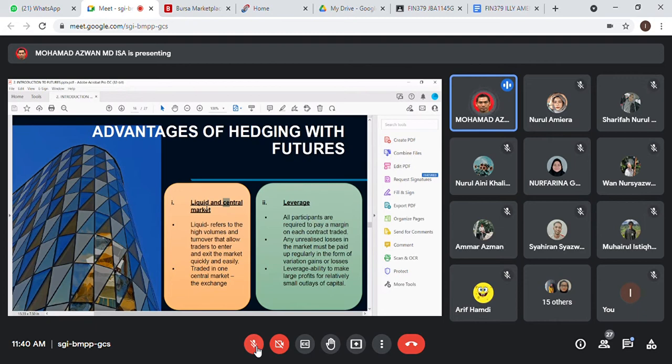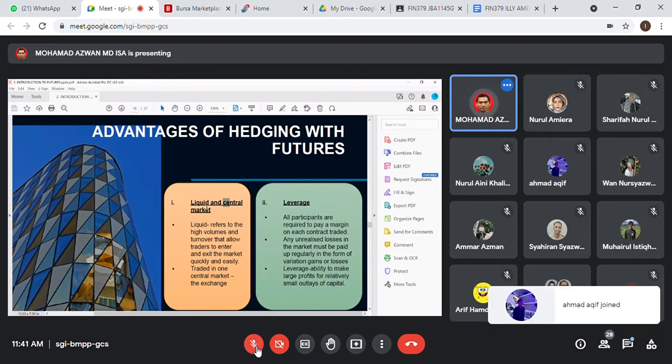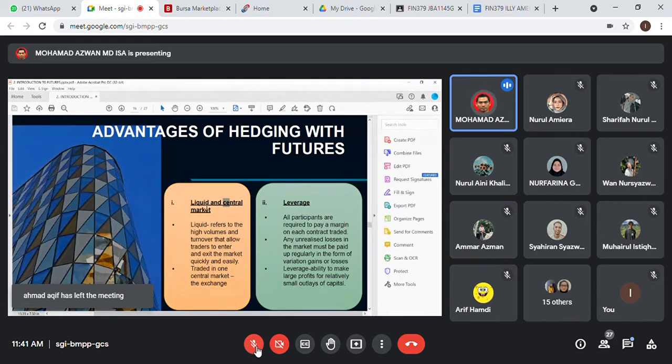And then we have leverage. I have explained just now what is leverage. Maksudnya return from the futures is much higher than return in the cash market. Also you just have to invest a small amount of money, just a certain percent of total contract value in futures market, compared to the cash market where you have to invest the total value. That is leverage.